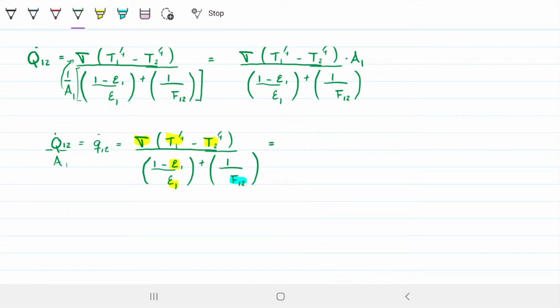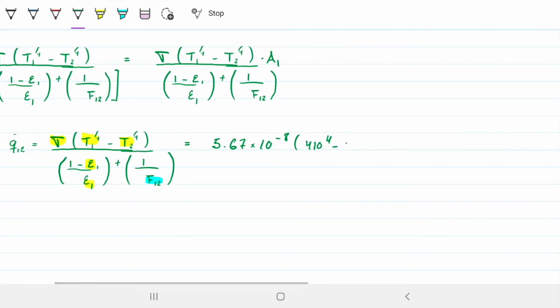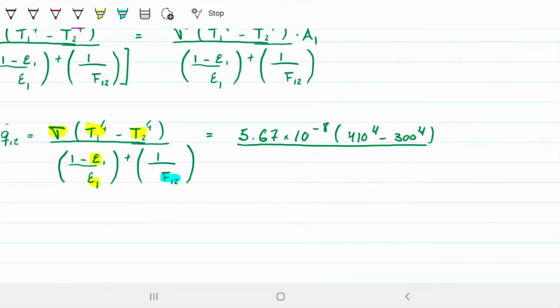So now if this is 1/2, then this becomes trivial. We can now put these things here. So that's going to be 5.67 times 10 to the minus 8, times 410 to the 4th minus 300 to the 4th, divided by 1 minus 0.5 divided by 0.5, and this is just going to be 1, plus 1/0.5, which is just 2. So that's just going to be 3 in the bottom.